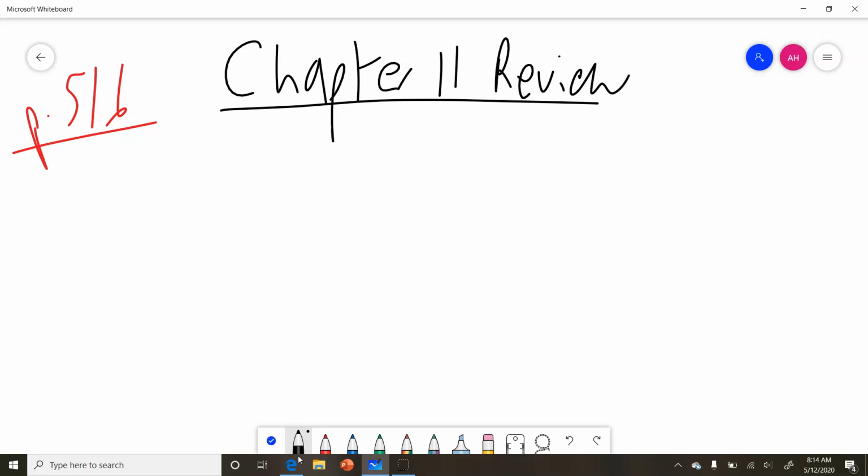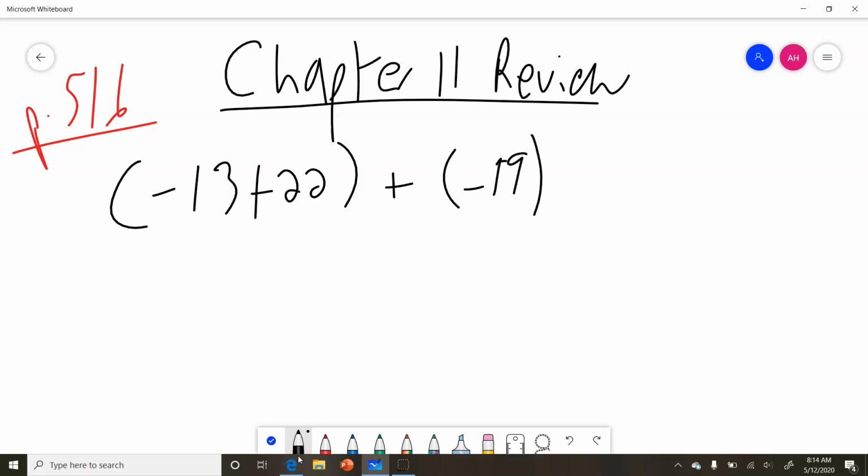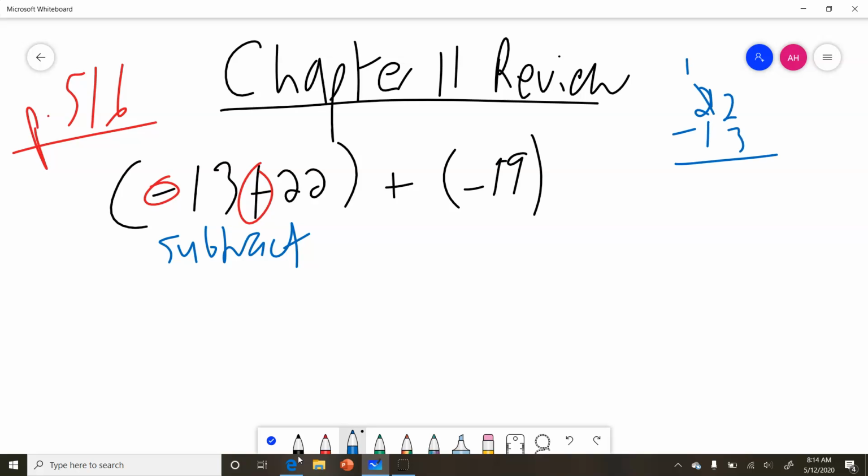So let's just do a practice problem here. If we have negative 13 plus 22, all in parentheses, plus a negative 19. What we need to do first is, I look at this one and I say it has a negative sign and a positive sign. So that means I'm going to subtract, right? One negative, one positive, always subtract. So 22 minus 13, which is 9. And then I look and say the sign of the 22, which is the bigger one, is positive. So it's going to be plus 9. So I get 9 plus a negative 19.